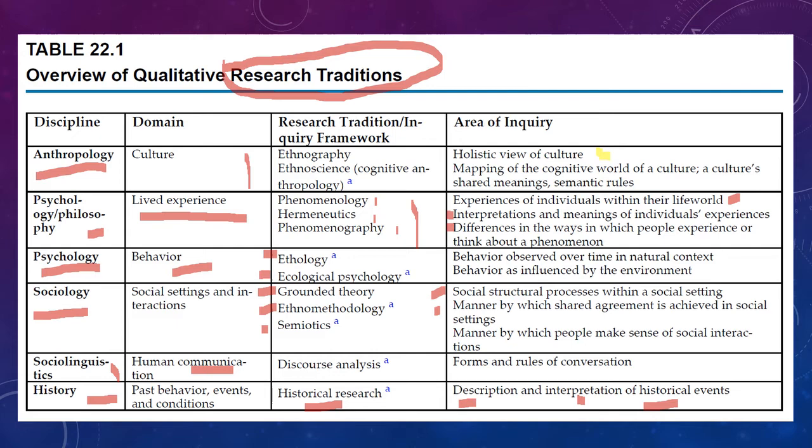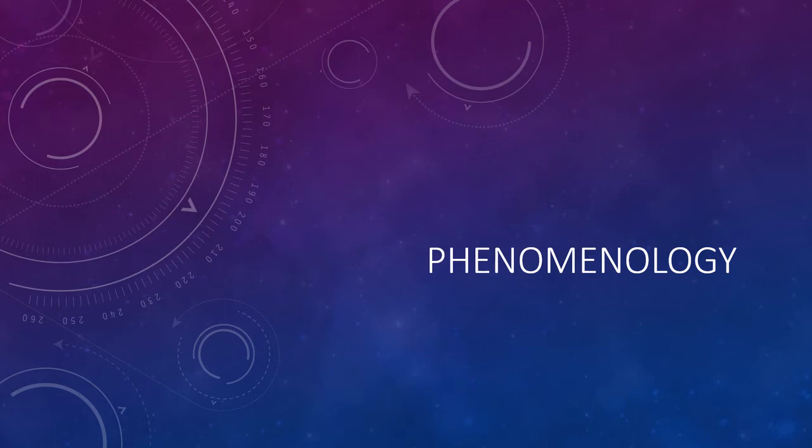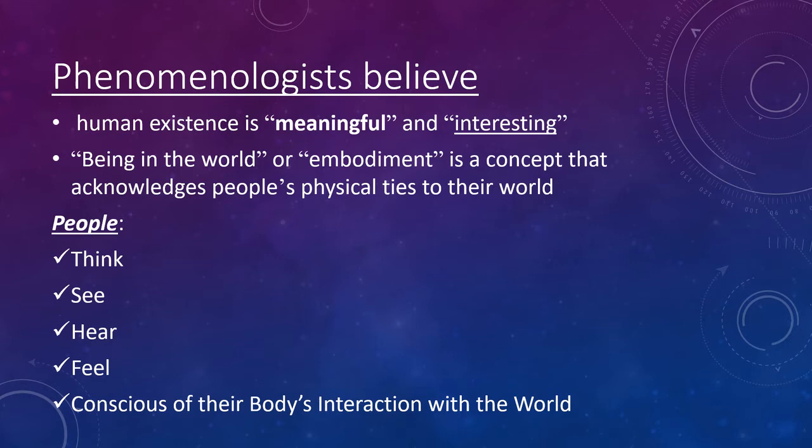Okay, let's go to the specific qualitative research designs, and let's start with a very famous one, phenomenology. So what do phenomenologists believe? Phenomenologists believe that human experience is meaningful and interesting. So you need to be in the world. Being in the world, or embodiment, is a concept that acknowledges people's physical ties to their world. So they are concerned with how people think, how people see their experiences, what they hear, how they feel, and how they are conscious of their body's interaction with the world around them.